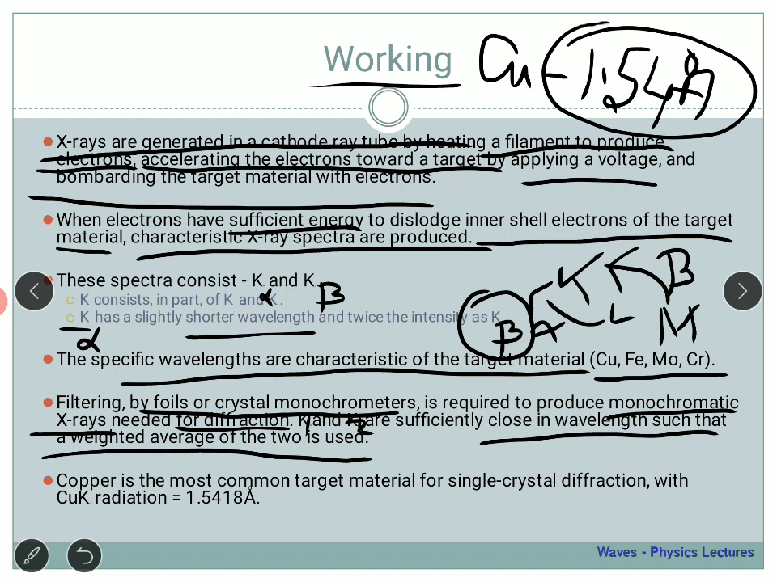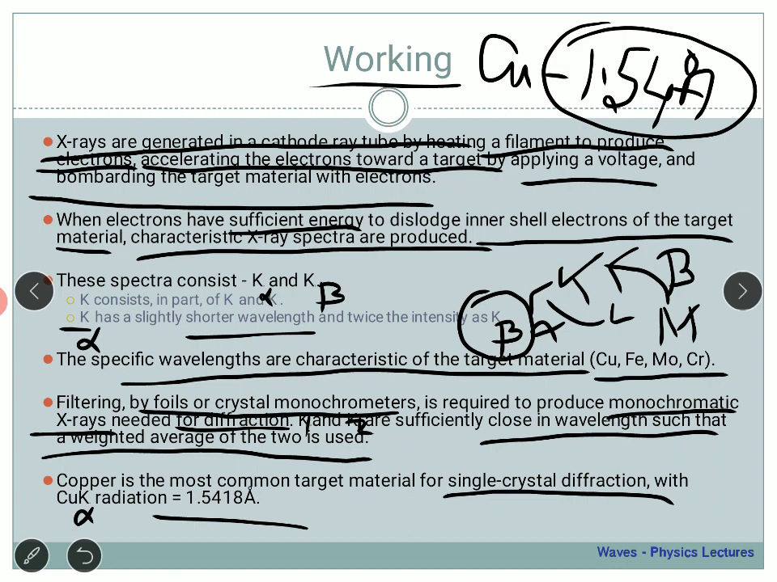Okay, and as I said, copper is the most commonly used target for single crystal diffraction. Even in powder diffraction we are using that. Okay, and then this Cu K alpha radiation is nothing but 1.5418 angstrom, if we want to be precise, up to the 4th decimal place. Okay, so please remember these. There is a lot of information on this slide.